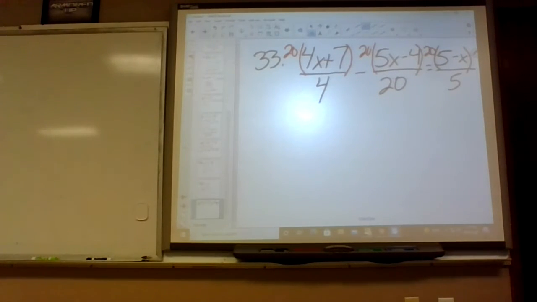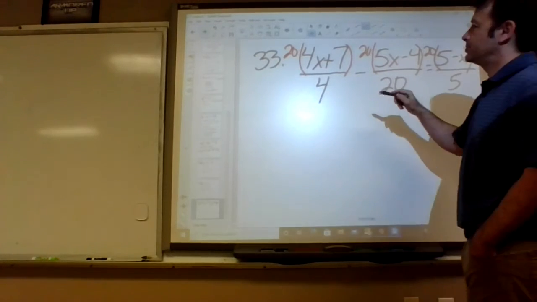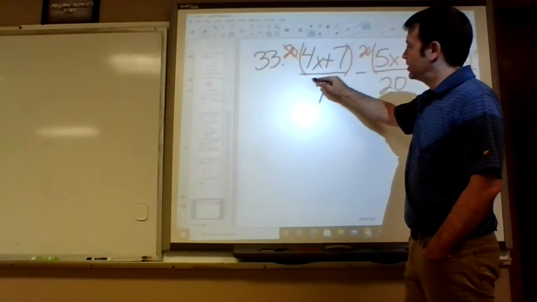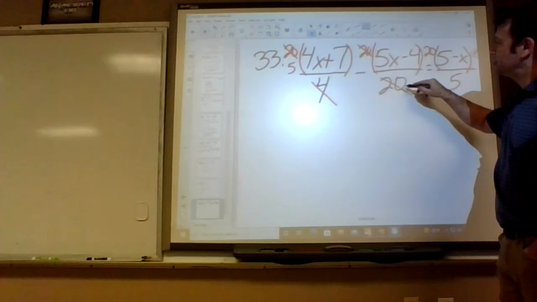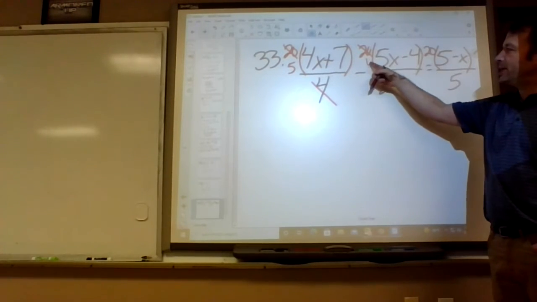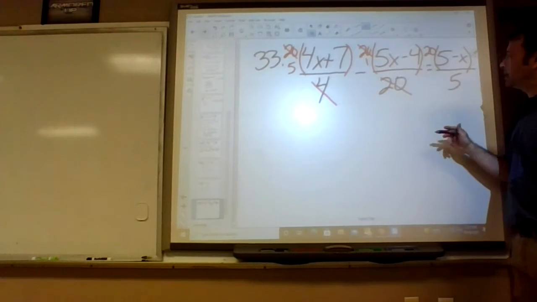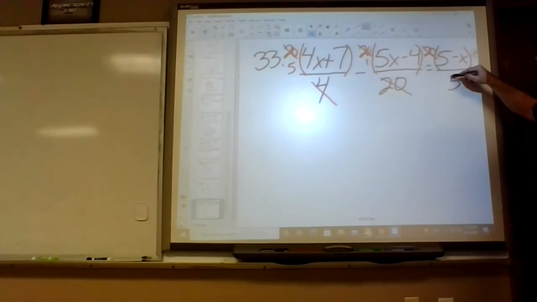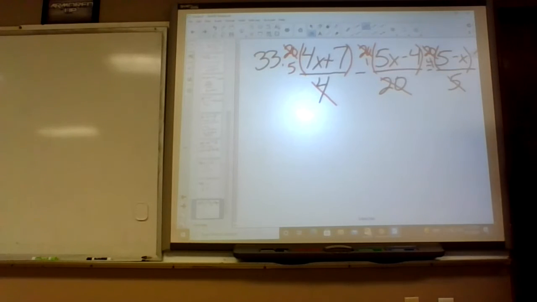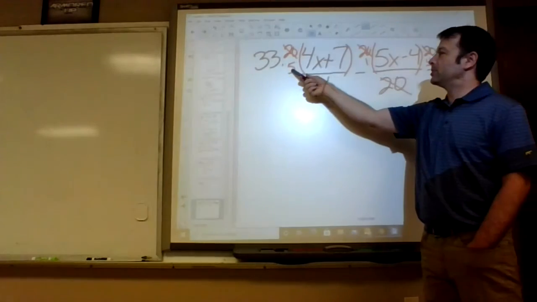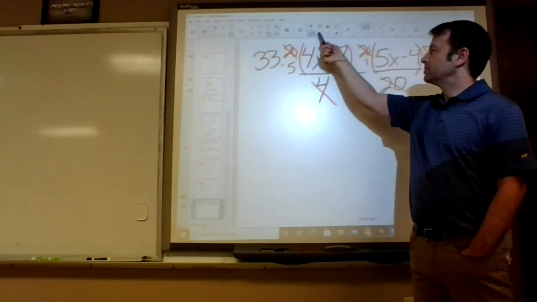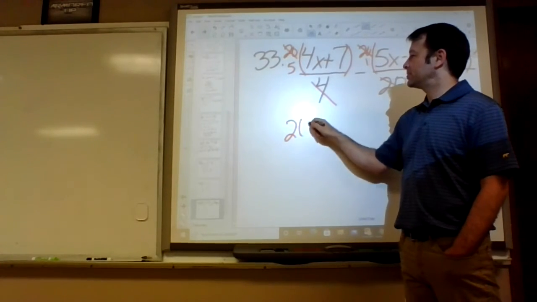Okay, but before I multiply by 20, I'm going to reduce. 20 divided by 4 is 5. 20 divided by 20 is 1, and 1 times this will just stay the same, so the 1 doesn't matter there. 20 divided by 5 is 4. Basically we got rid of the denominator, so no more fractions. But what will this first term become? 20x plus 35.